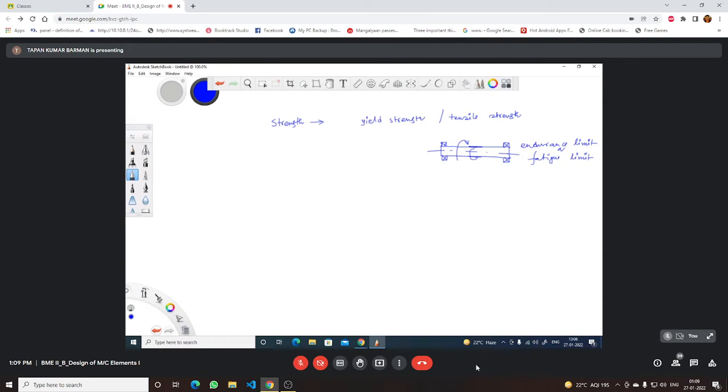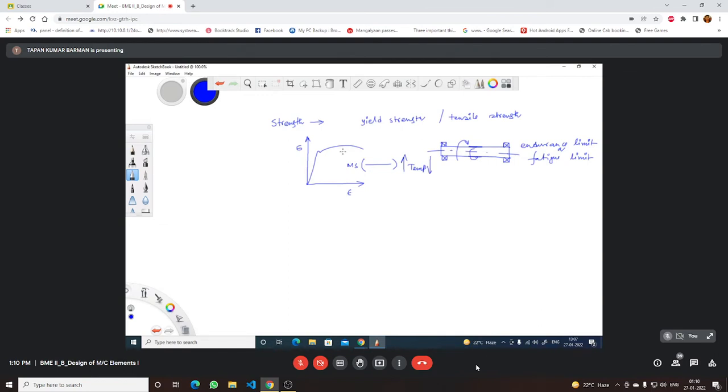Now the thing is, similar to these loadings, the materials may be subjected to different types of environments. The temperature may be different. In one class, we pointed out that depending on the temperature, the material property changes. Say for example, this is your stress strain curve of mild steel material. Now, this test is carried out at room temperature. If I increase the temperature or decrease the temperature, we may not get the same stress strain curve.